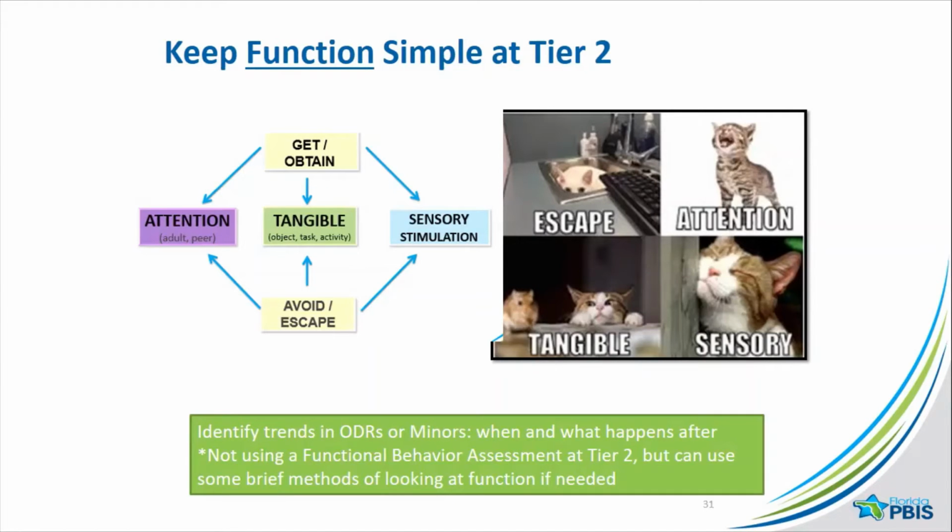We show this slide in our tier 1 training as well, but when we look at function, we're keeping it simple. We use the visual on the left to do that, which you may want to share with staff. We're looking for either to get or obtain one of the 3 boxes in the middle, or to avoid or escape one of those boxes in the middle.